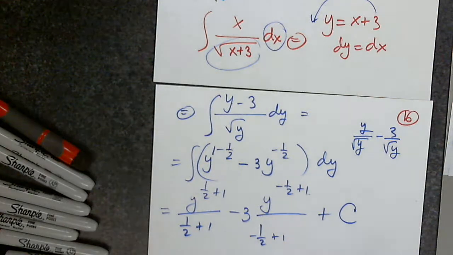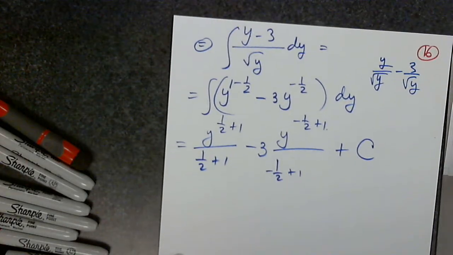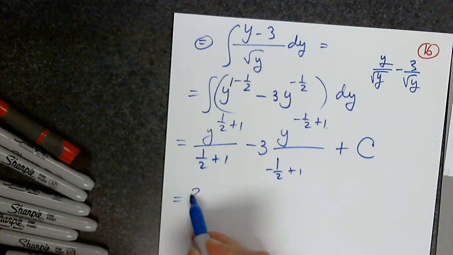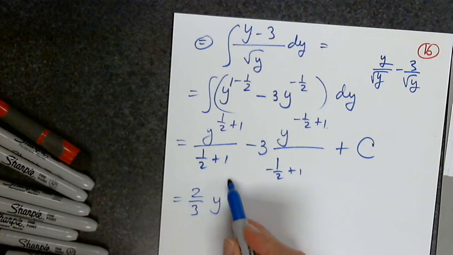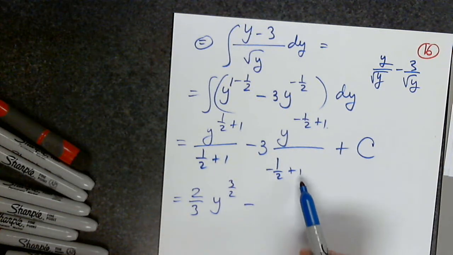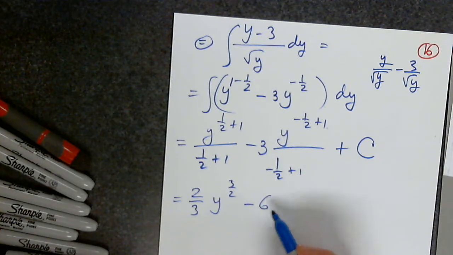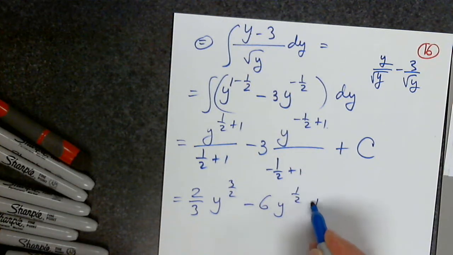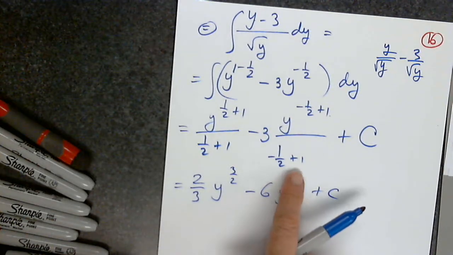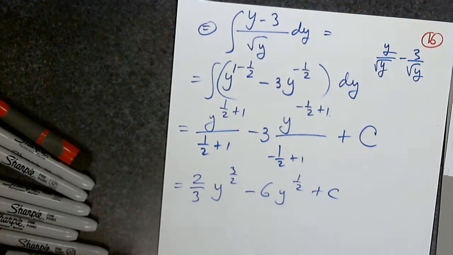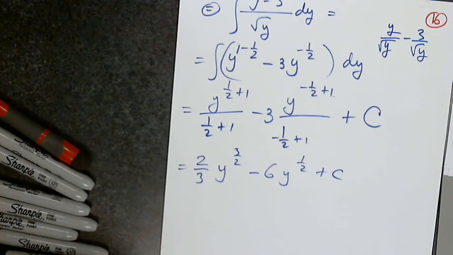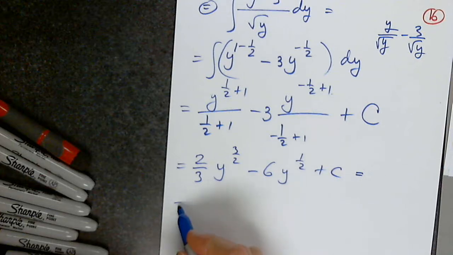I have to clean it up and go back to x plus 3. So 2/3 y to the 3/2 minus 6 y to the 1/2 plus a constant c. Because negative 1/2 plus 1 is 1/2, and when I flip that, it's 2 over 1. Finally, I put in x plus 3.